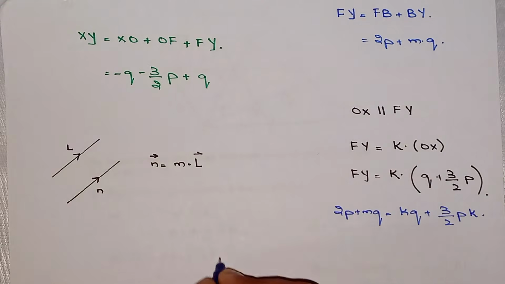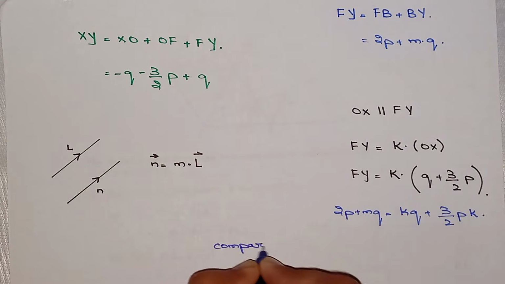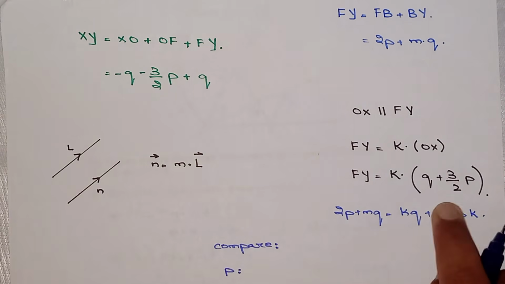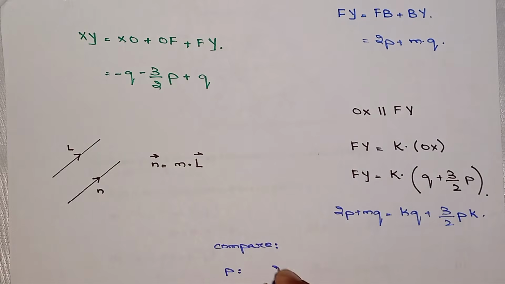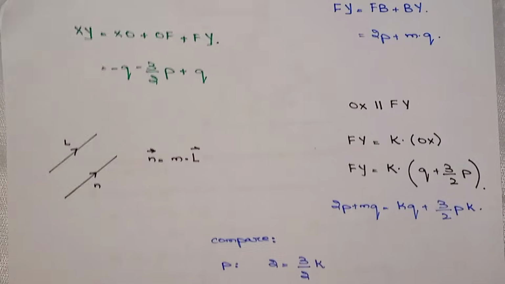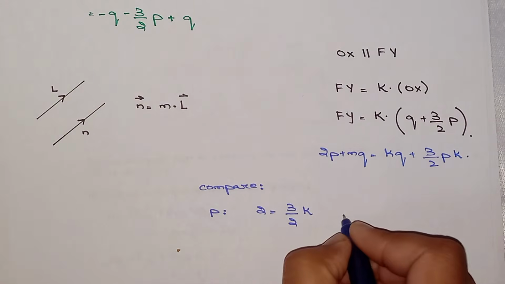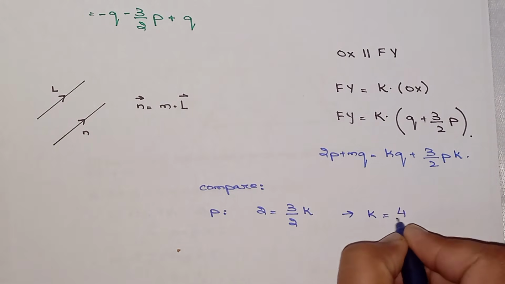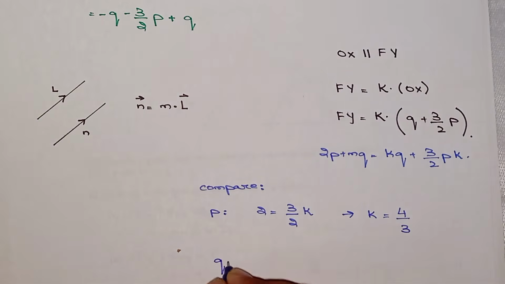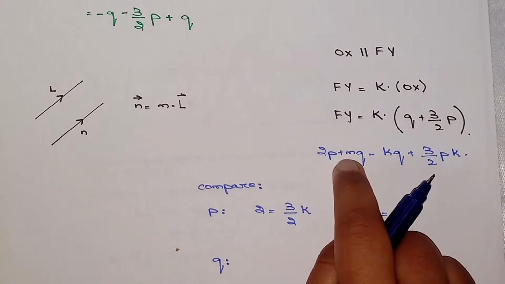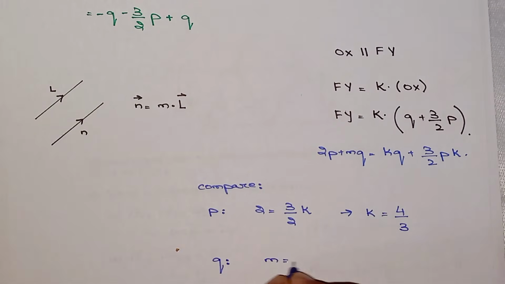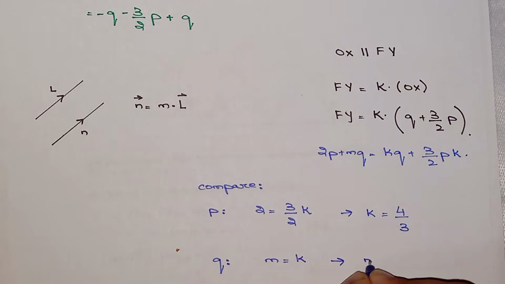Okay, now let me compare the coefficients. So let me compare P. So we have 2P and 3 by 2 PK. So 2 would be equal to 3 by 2 K, right? So from here we can easily find the value for K. So 2 times 2 would be 4. So K would be equal to 4 out of 3. And let me compare the Q. So M is equal to K. So when M is equal to K, M would be equal to 4 by 3, right?